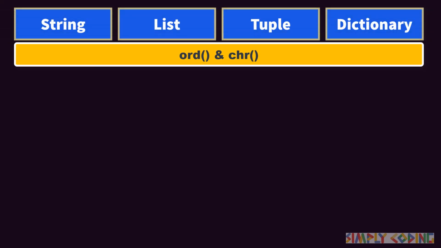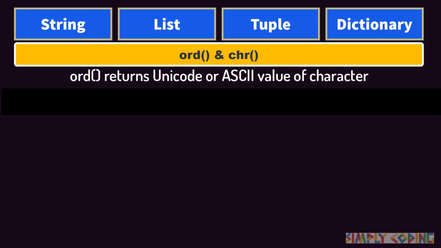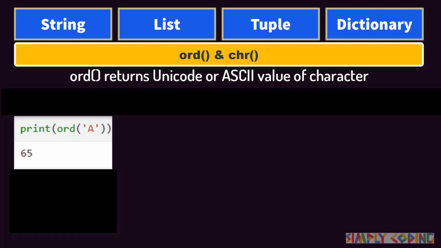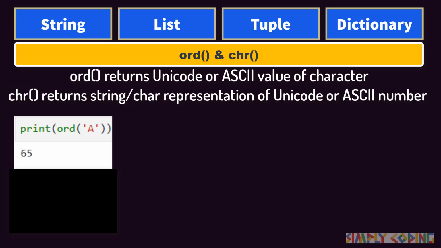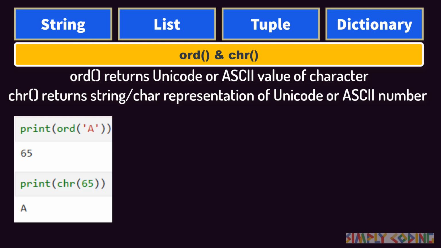Now there are these two built-in functions which are for string only. First is ord function, which returns an integer representing the Unicode or ASCII number of that character. For example, ord of A returns the integer 65. And the second function is the reverse of it, chr, which returns the string representing a character of Unicode or ASCII number. For example, chr of 65 returns the string A.